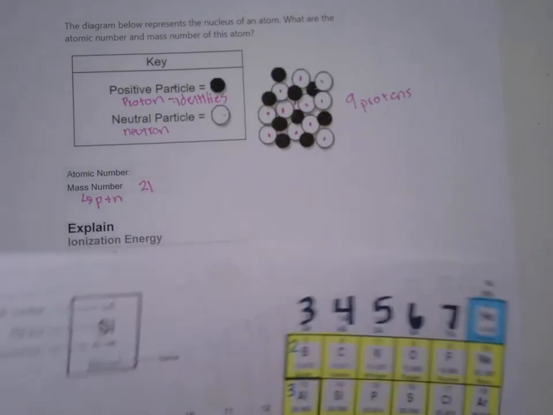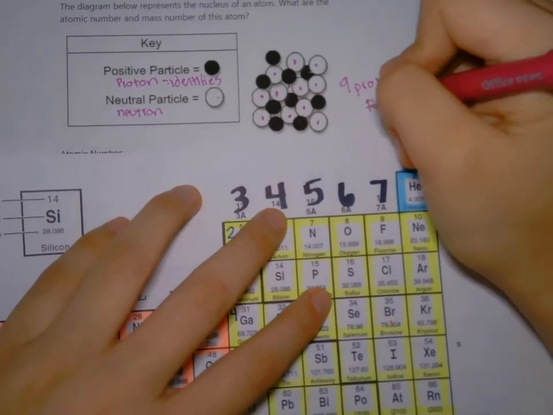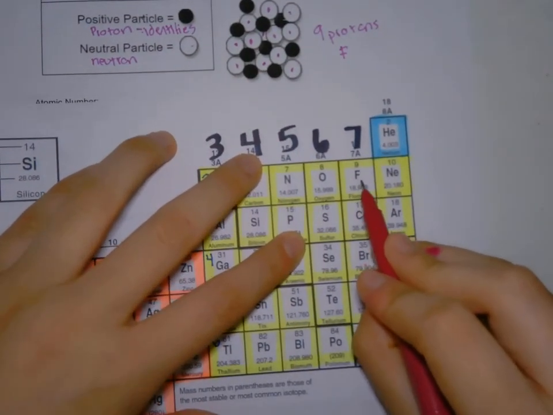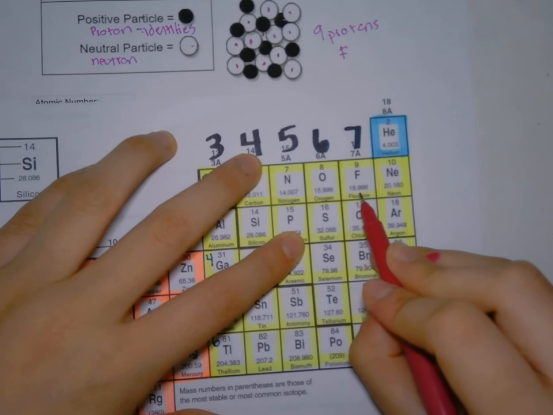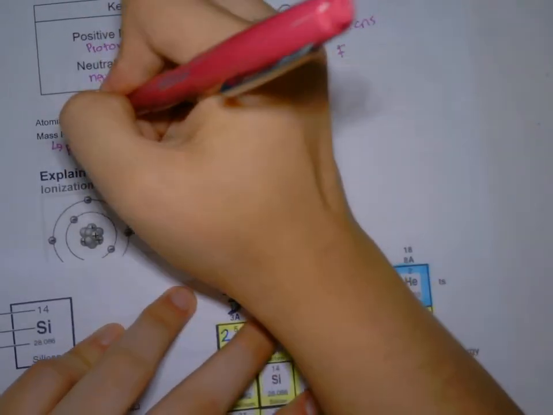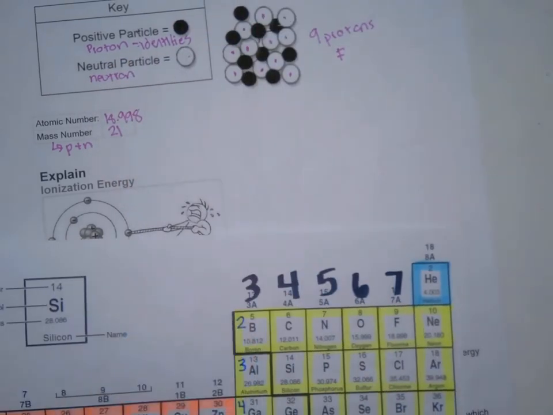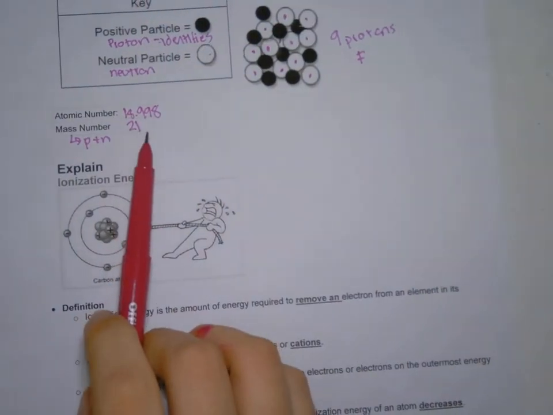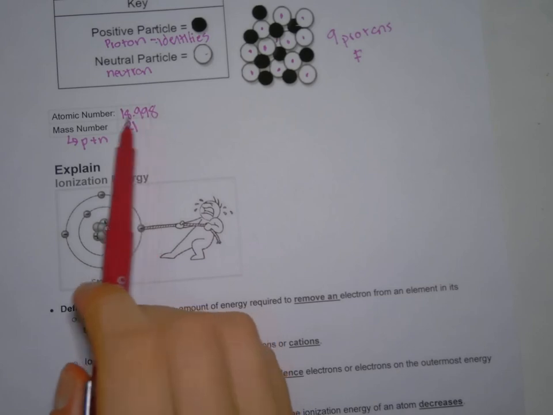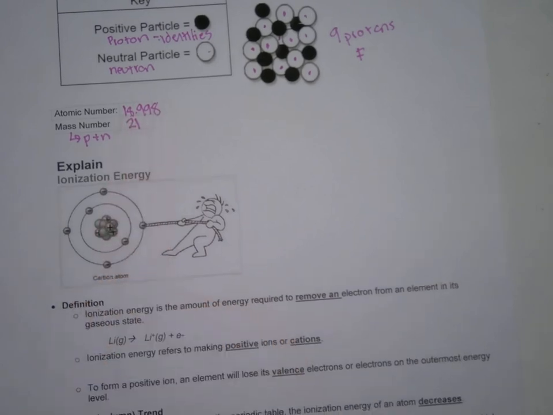So I know that this is fluorine, and the atomic mass of fluorine is 18.998. So remember, my mass number will always be a whole number. My atomic mass will always be a decimal place, and I found it through looking at the periodic table.